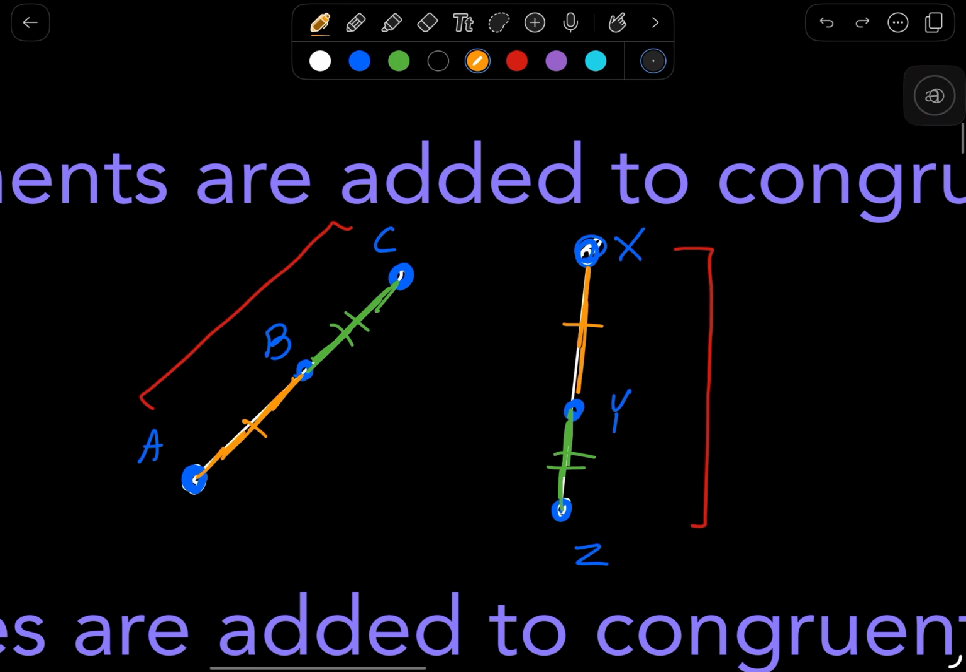How I like to think of it: let's say AB length was A. That means XY also has to be A. BC, let's just call it B, and therefore YZ also has to be B. If you add those two, you get A plus B as the entire length, and you get A plus B as the entire length, which are equal. So that's the more mathematical way of thinking about it.